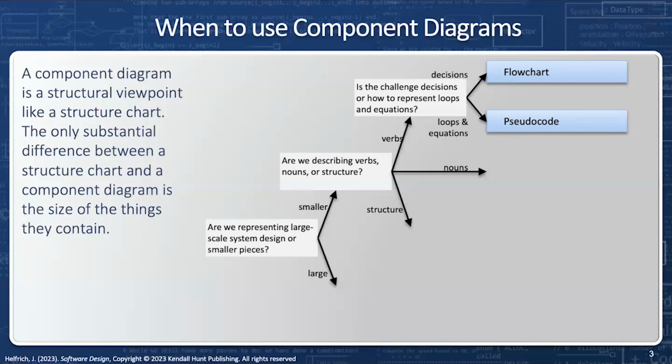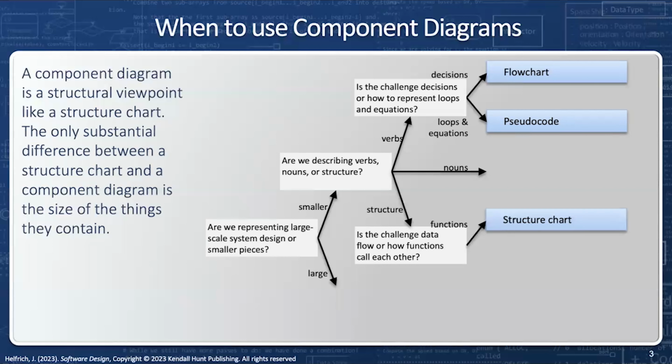If we're describing structure, how pieces relate to each other, my next question is, is the challenge data flow, or how information flows through the algorithm, or how functions call each other? So if it's functions, then we want to use a structure chart. Now, a structure chart is useful for not gigantic things because a structure chart represents just individual functions only, and it's best for the structure, hence the name, or the relative layout of the different pieces. And it's best for how functions call each other, the parameter passing and return values and things like that.